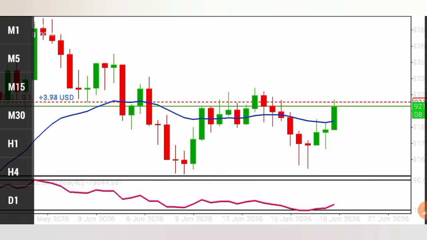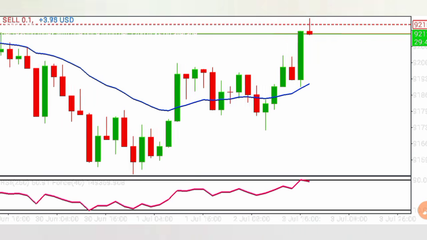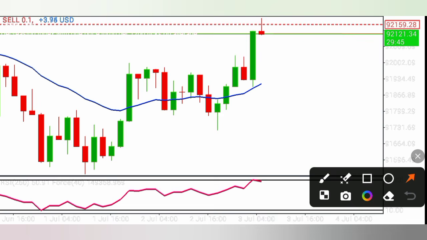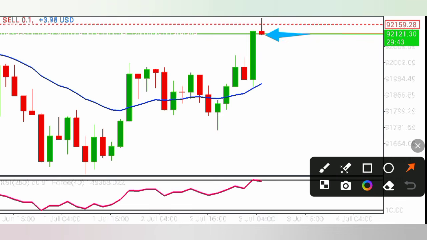Now look at the H4. You can see this shooting star right here. Can you see that shooting star forming right there? That is the advantage I took. That little retracement is forming. As soon as I saw that there's a little retracement on the higher time frame, I checked all the time frames. So after the H4, I went to the H1.